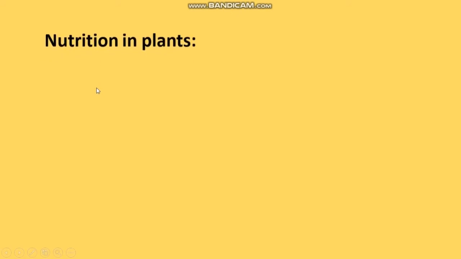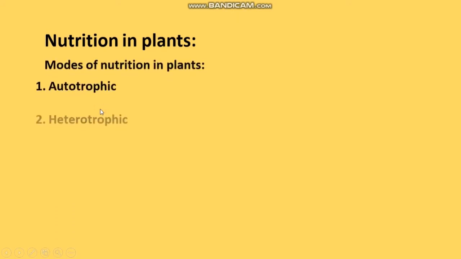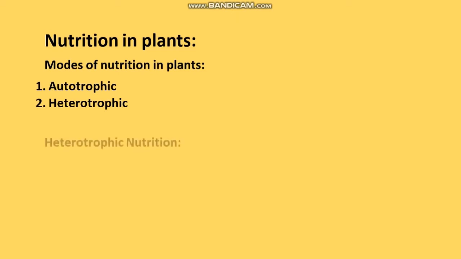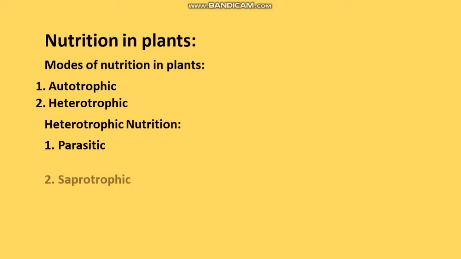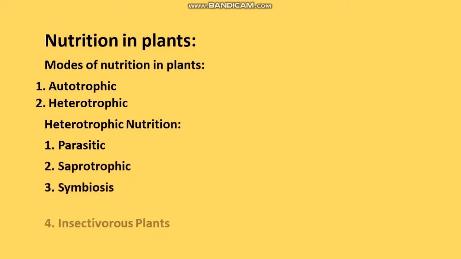In this video, we are going to see about nutrition in plants. Modes of nutrition in plants are divided into autotrophic and heterotrophic. Heterotrophic nutrition is divided into parasitic, saprotrophic, symbiosis, and insectivorous plants.